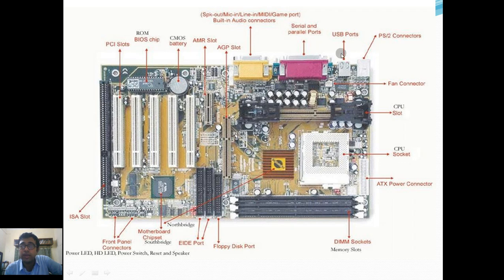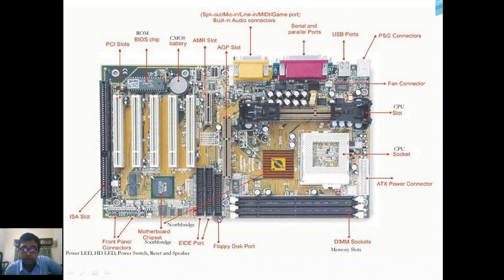These are the serial and parallel ports, and this is the USB port where we put pen drives. Through these we can communicate with different peripheral devices. This is the fan connector. This is the CPU slot. This is the CPU socket. This is the ATX power connector, and these are the DIMM sockets, dual in-line memory sockets, which are basically memory slots where we put the RAMs.